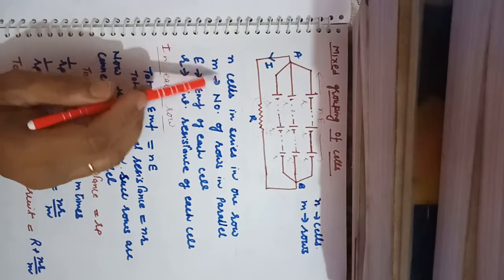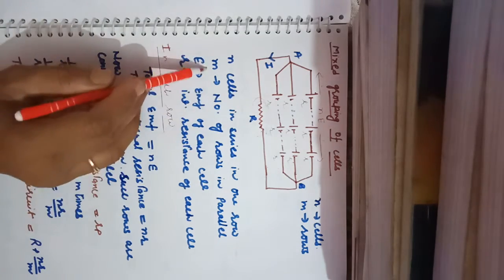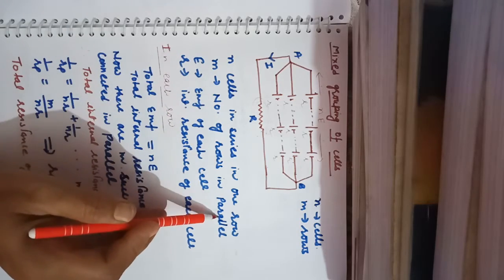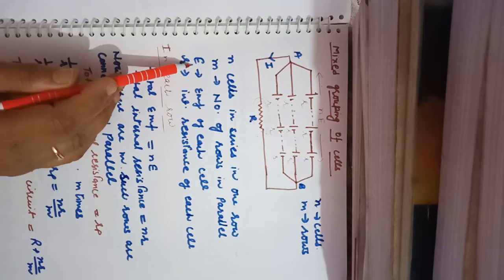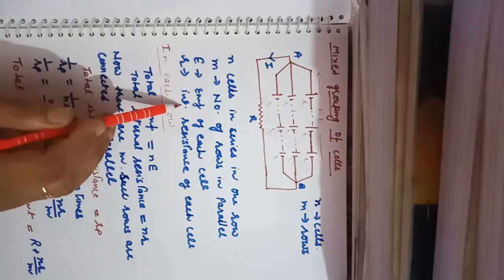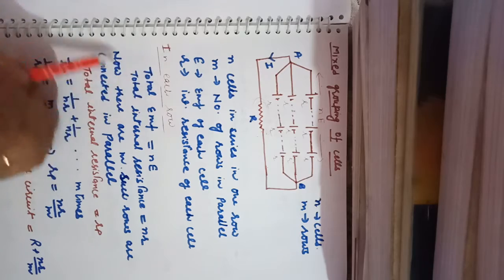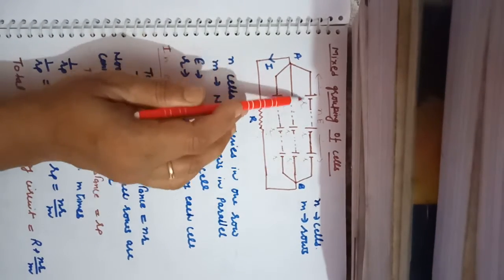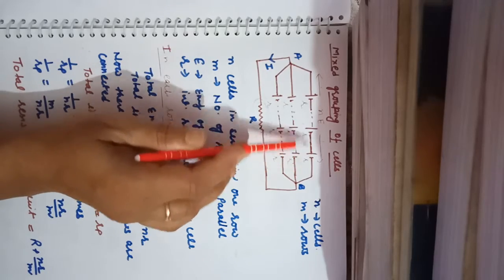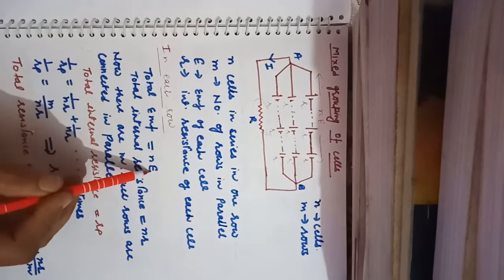And how many rows are there in this combination? M number of rows in parallel of such combination. Capital E is the EMF of each cell, small r is the internal resistance of each cell. Now in each row, the total EMF is equal to what? What is the total EMF of one row? There are n cells connected, so the total EMF of one row is n into E.